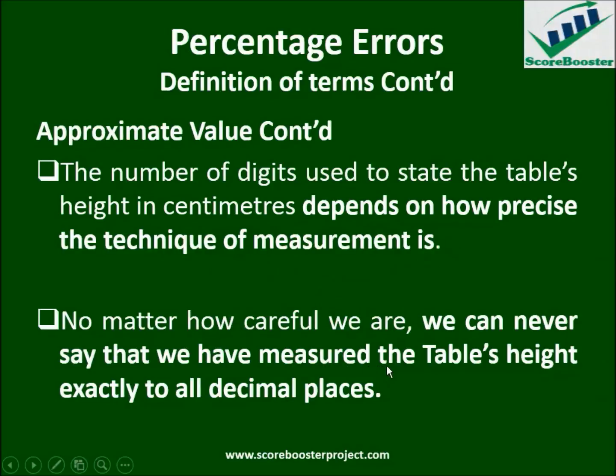So another reason is no matter how careful we are, we can never say that we have measured the table's height exactly to all decimal places. Yes, of course, because when working with continuous physical quantities, it is practically impossible to measure the exact value of the table's height. So the equipment will only be able to measure the height to the extent of its preciseness, how precise the equipment is, not measuring the exact value.